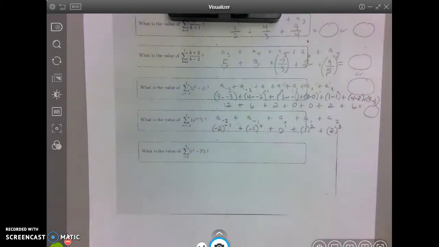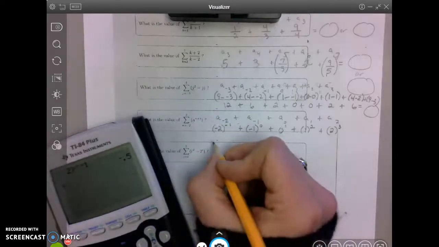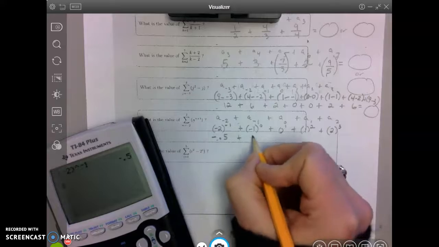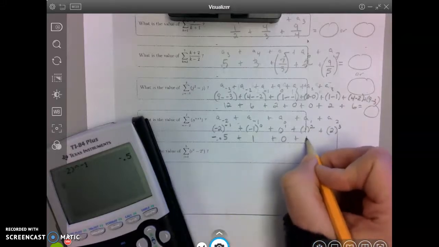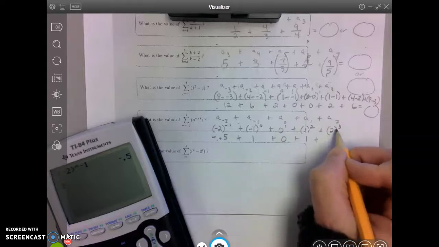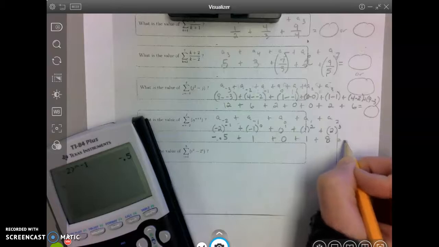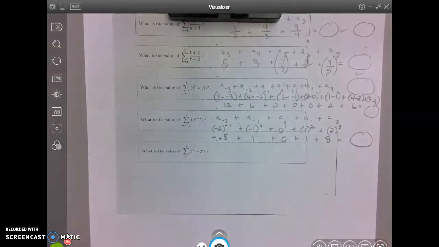So when I do negative 2, gotta put that in parentheses, to the negative first power, I get negative 0.5. Anything to the 0 power is 1. This is simply 0. I know 1 squared is 1. 2 to the third power is 2 times 2 times 2, which is 8. I'll add up all of those, and then I'll get my final answer. Okay, let's go to this last one.